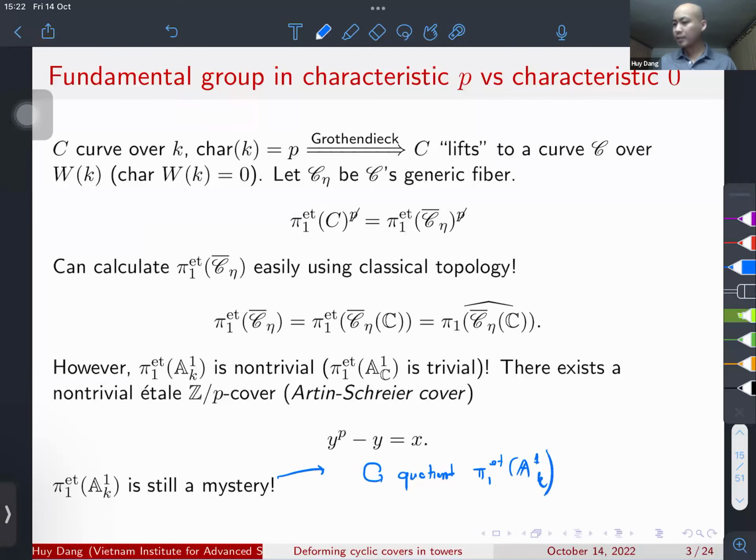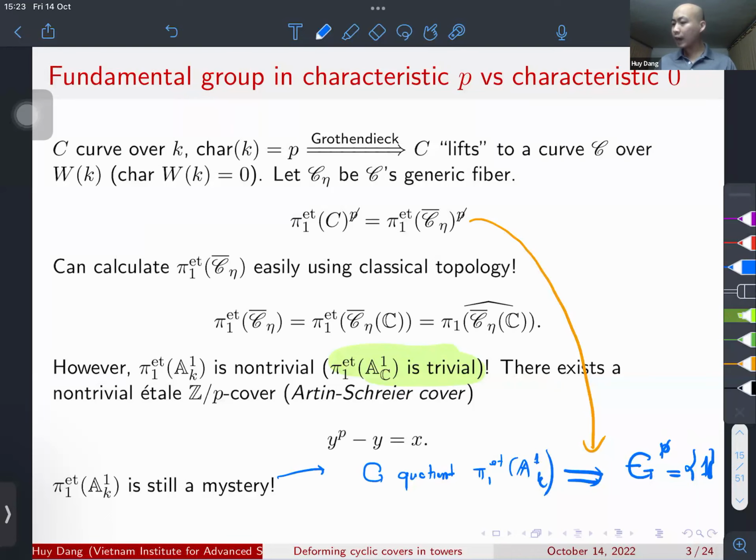Then firstly, from the above equation, we have that the prime to P part should be trivial, right? Because we have this one is trivial. We have the 1 over complex is trivial. So the prime to P part of any quotient of the A-tau fundamental group is trivial.